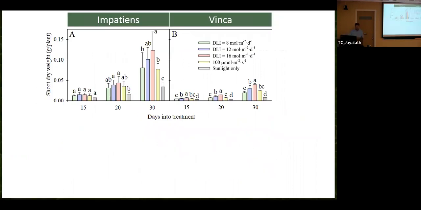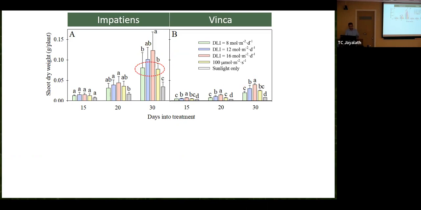So I'm showing you data I got from 2 crops. The first one is shoot dry weight, impatiens and winkers. I'm looking at the 30-day harvest, which is the last harvest. If you look at the DLI treatments with DLI targets of 16 and 12, the highest light levels, we did not see any difference between 16 versus 12 on shoot dry weight in impatiens. But in winkers, we saw that at higher light levels, shoot dry weight increased.